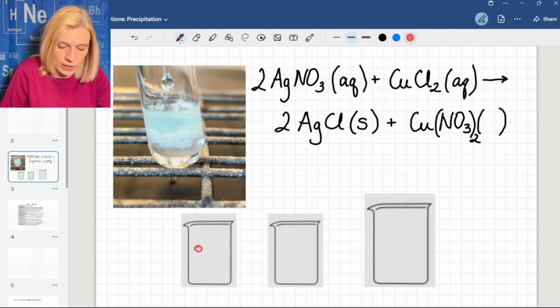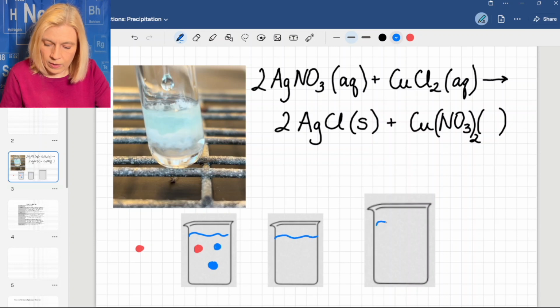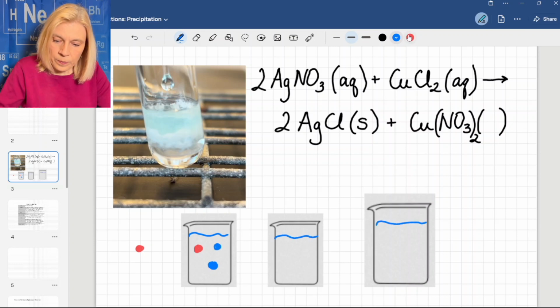So here will be our red silver. Let's make our nitrate blue. So here is silver nitrate, but we had two of them, right? We have to balance them out. Oh, and we have to have nice water level. We have to draw a picture. We had one more. So look at this.